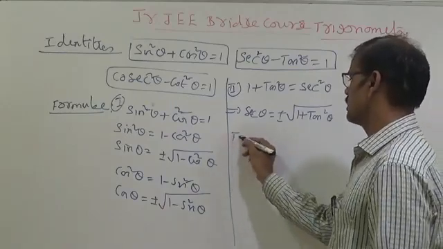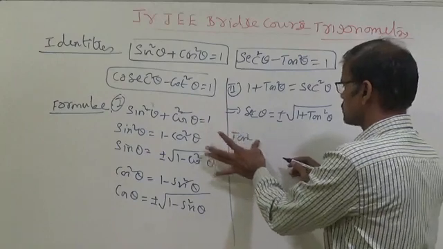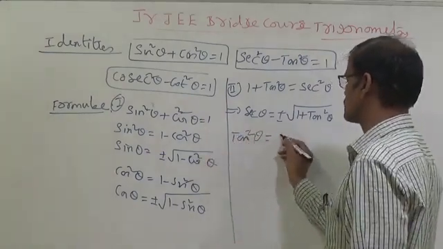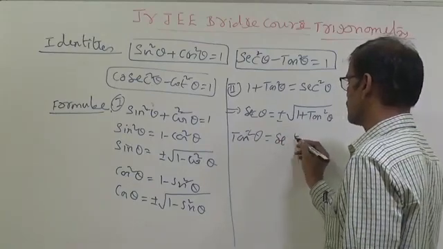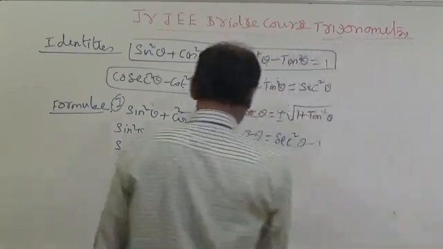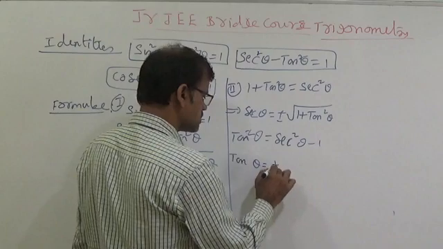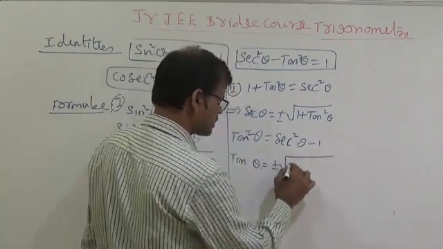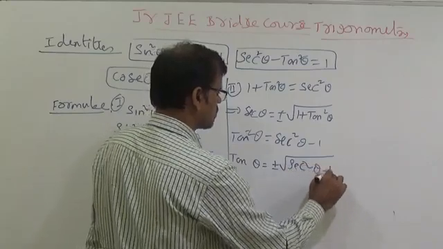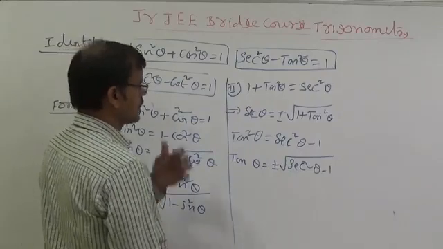Next step, tan square theta, taking this to the other side, becomes tan square theta is equal to secant square theta minus 1. And tan theta is equal to plus or minus root of secant square theta minus 1.